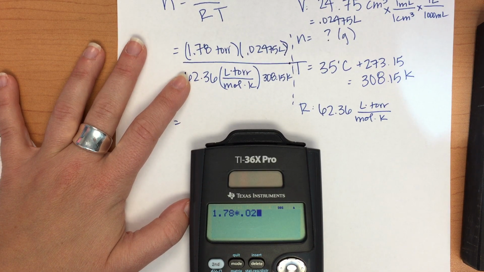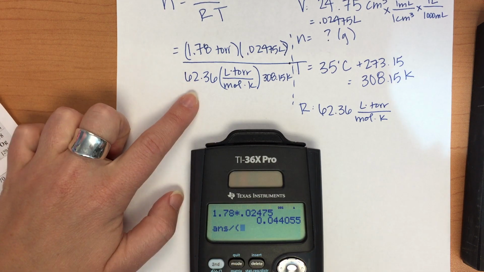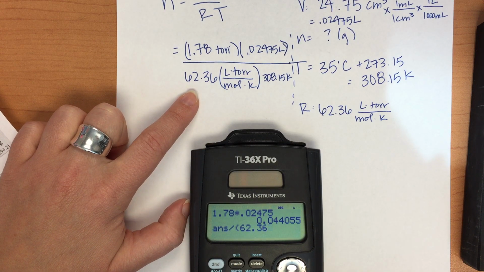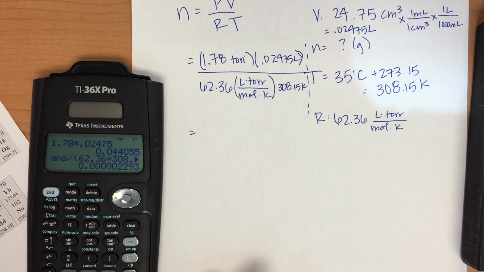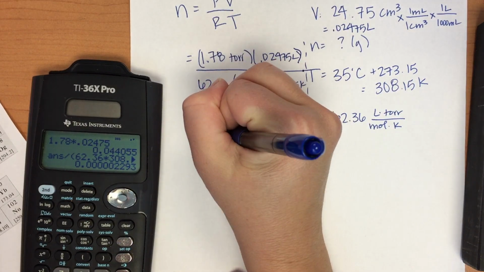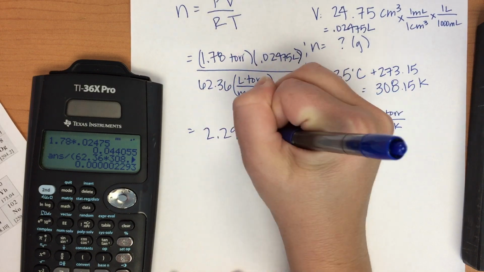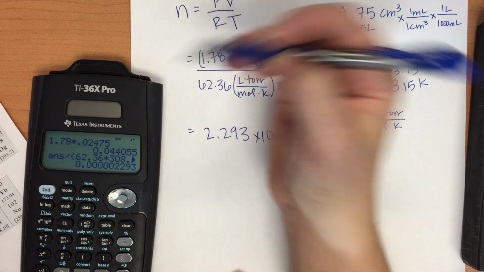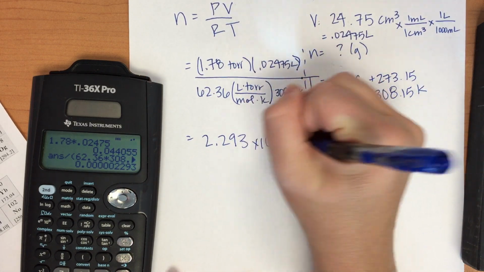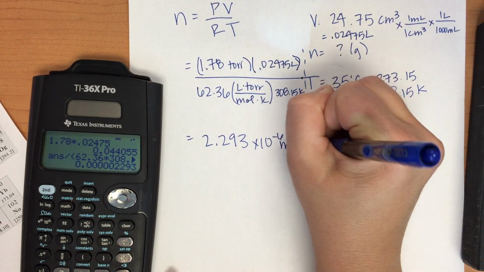When we plug all of this into our calculator, we have 1.78 times 0.02475. We're going to divide that, using our parentheses, by 62.36 times 308.15. When we do that, we get a very small value. So we got 2.293 times 10 to the negative 6 moles of neon.